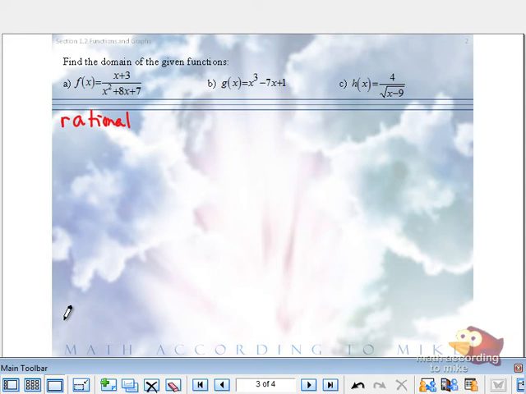To find the domain of a rational function, you figure out what numbers are going to make the denominator 0, and then you tell the viewer, I don't want those. So you set the denominator equal to 0. We're going to say x squared plus 8x plus 7 equals 0. How does x squared plus 8x plus 7 factor?